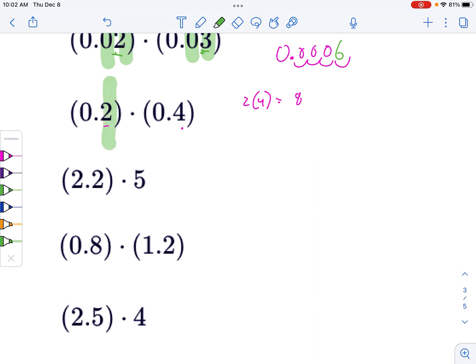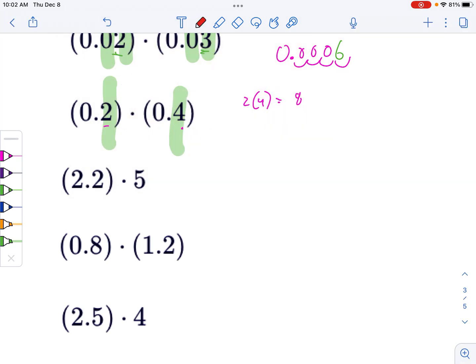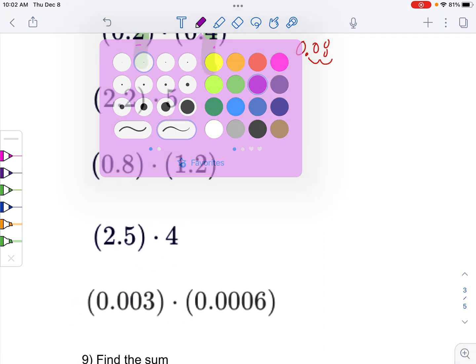Let's get these decimal places. I got 2 to the right of the decimal, so I have to move it 2 decimal places. So I got an 8, and I go 1, 2. And there's my answer. Right? Not too shabby. You got this.